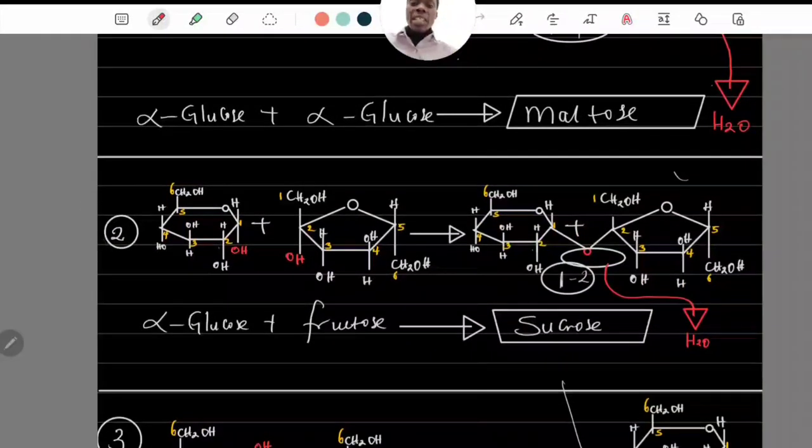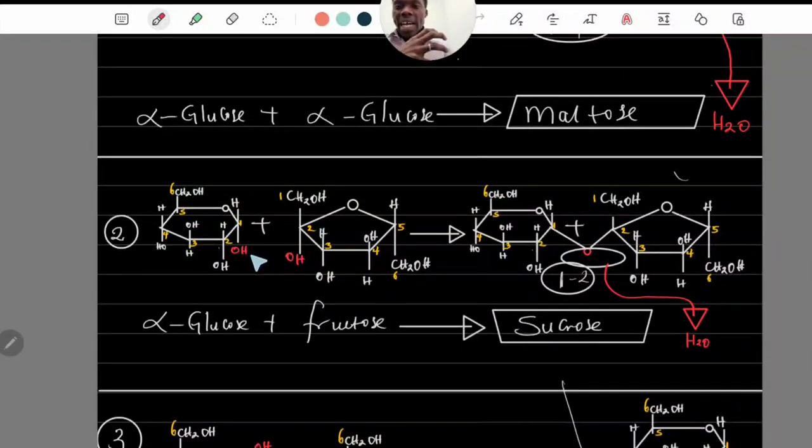So the next one on the list is what? Sucrose. Sucrose is formed by alpha glucose and fructose. Now fructose is also a six carbon sugar, but see what happens. It is different in its orientation. It has its own numbering: carbon 1, 2, 3, 4, 5, 6. That's how it's labeled. The way fructose is numbered is different from the way glucose is.